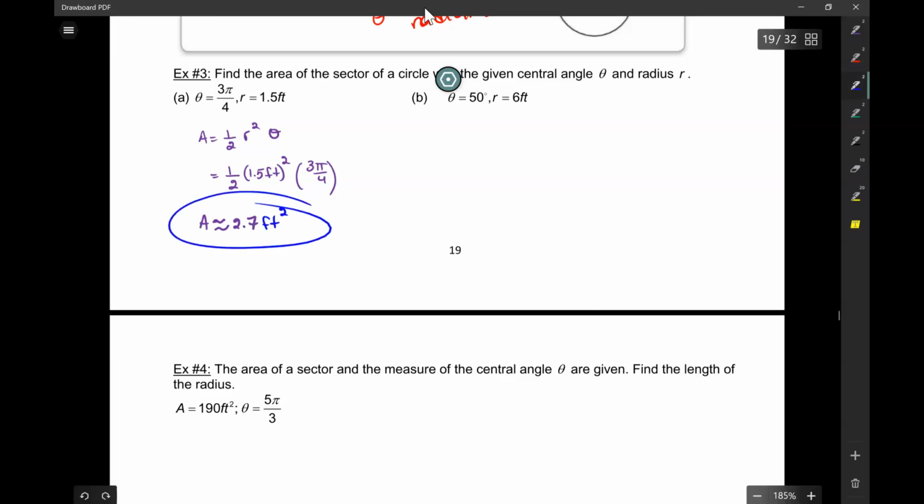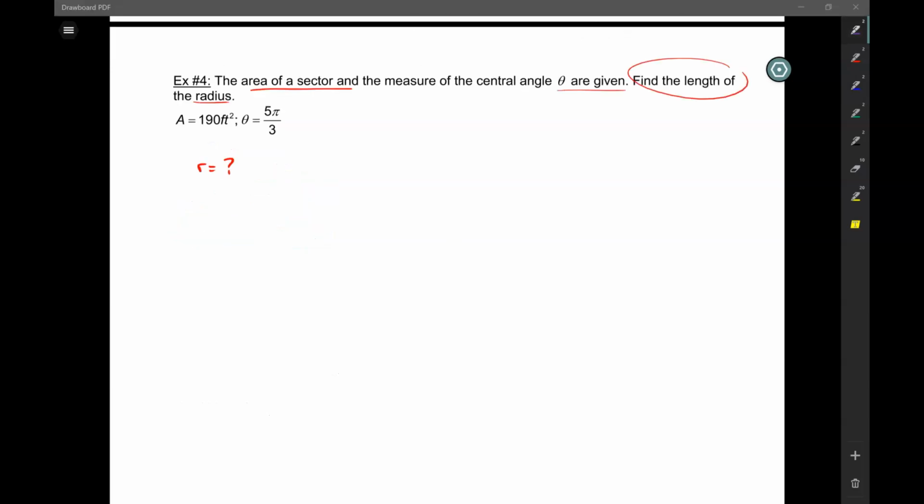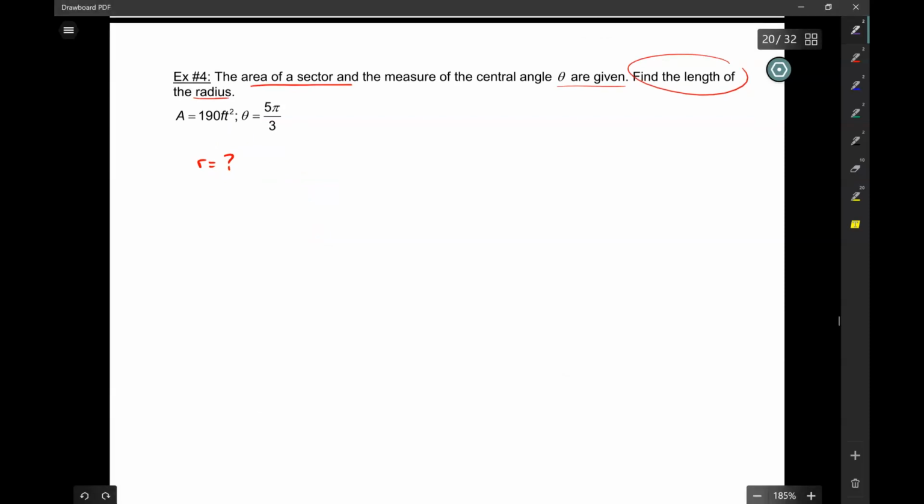All right, go ahead and do the next one, please. What do you have to do first for the next one? Convert to radian. So go ahead and do that. Okay, so I need to find the length of the radius, and I'm given area.